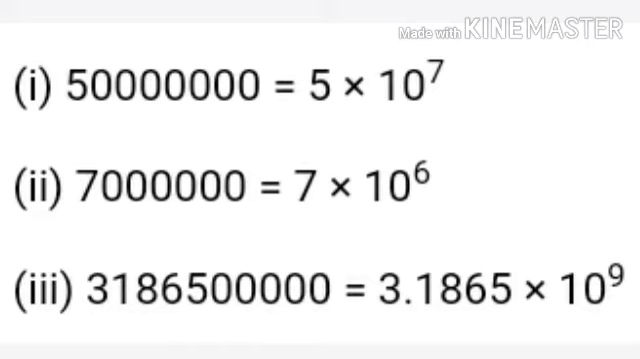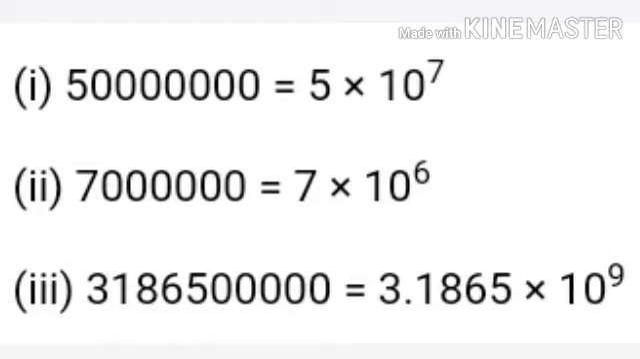Okay. Second, after 7, 6 0. So we shift the decimal 6 digits to the left. Okay. So we can write 7 into 10 to the power 6. Third, you can see the number 31865 and then 50. The decimal will shift 9 places to the left. So we put the decimal after 1 digit, 3.1865 into 10 to the power 9.